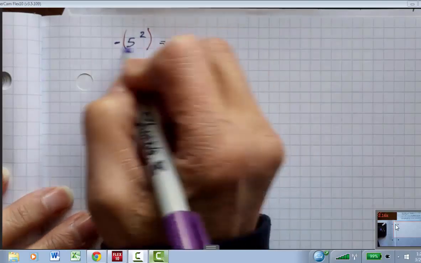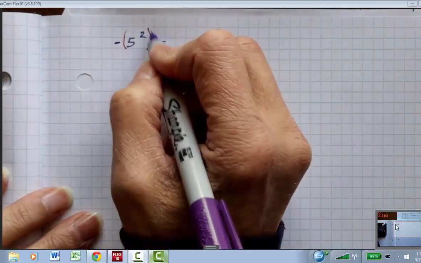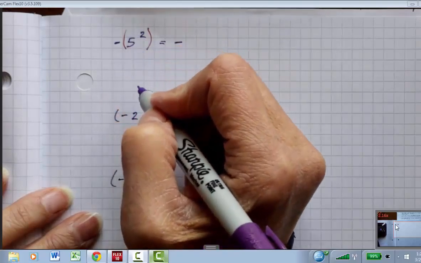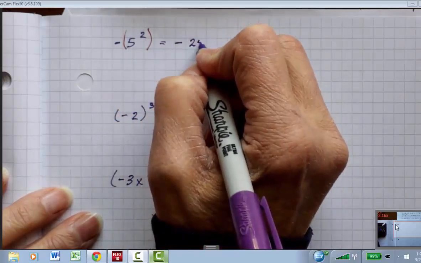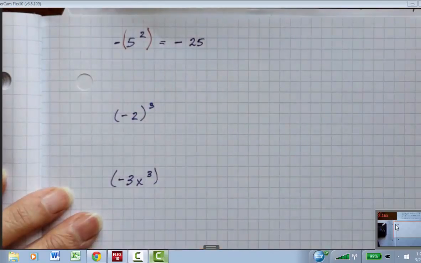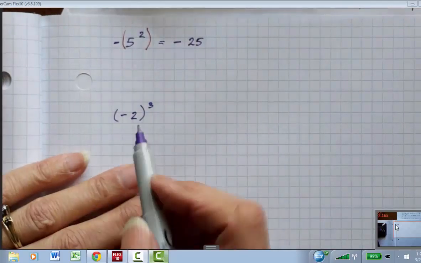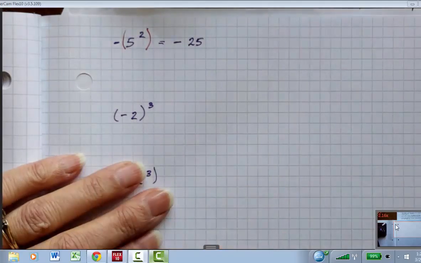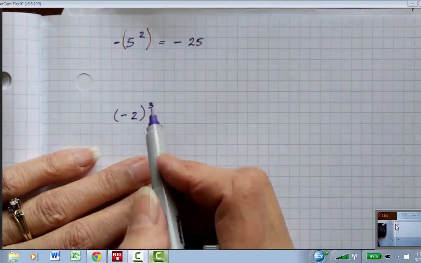So this negative that's outside here, outside what I've now put in as parentheses, it's going to stay there. And then I'm going to square 5 and get 25. So negative 5 squared is negative 25. Now look at the difference with the next problem. Here we already have the parentheses around the negative sign.